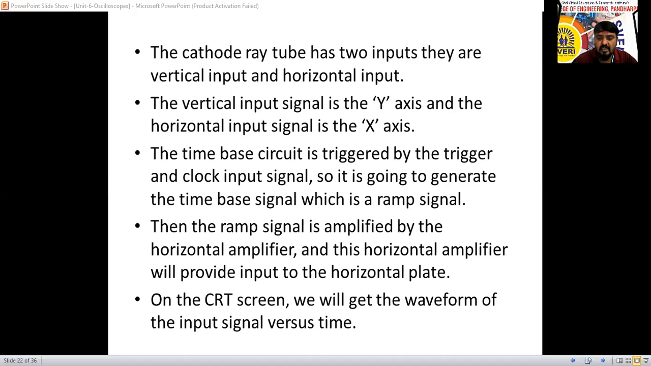So the horizontal axis is going to give the time input, and the vertical axis is going to give the value, that is, whatever comes from the vertical plates. The horizontal plates are going to give this one here. I will show how it gives that value also.